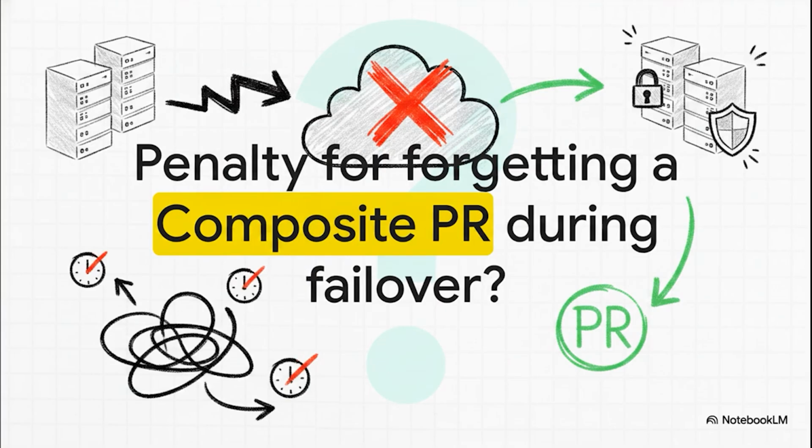I'm going to leave you with a provocative thought to really test your understanding. Imagine you fail over to an NC2 cluster, but you completely forget to create that composite PR. How severe is your penalty going to be when you finally try to fail back to your on-premises data center? Well, because you failed to establish ongoing snapshot replication, your system has no choice but to perform a full, massive network data sync over the wire. This results in horrific recovery time objectives that could take your essential services offline for days. So always, always secure your reverse replication.